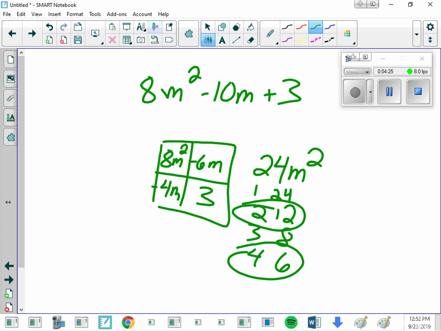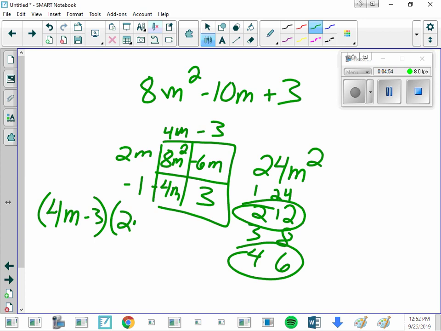What can I take out of the top? What goes into 4? What goes into 8 and into 6? 2, and then the m. If I pull out a 2 and an m, I get 4m minus 3. And if I pull a 4m out, I take everything out, which means I'm left with a 1, but it's a negative 1. So the factors for that problem are 4m minus 3 and 2m minus 1.